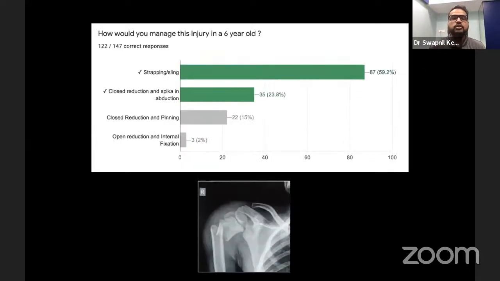The second question was, how would you manage this child? This is a six-year-old child with a proximal humerus fracture. The answer to this was A and B. It was not only A. Strapping and sling is correct, which almost 59% of you said. But closed reduction and spica is also another option which you can look at, which about 23% of you got right.